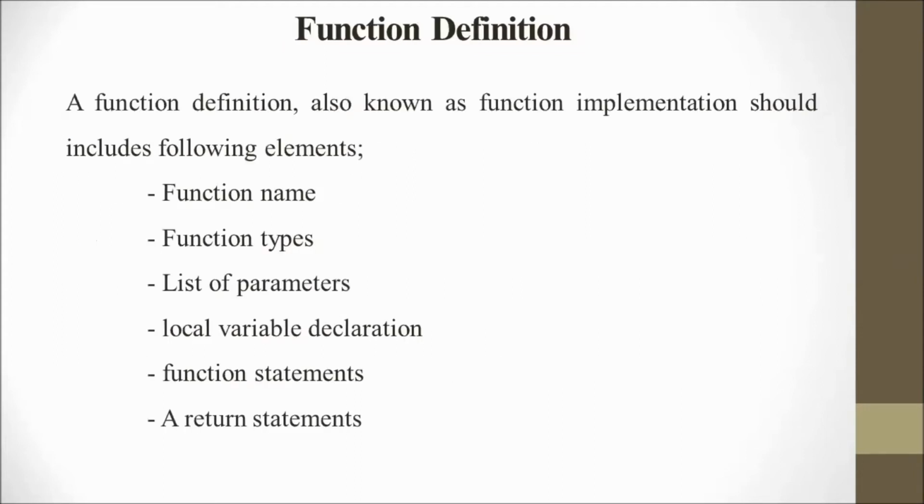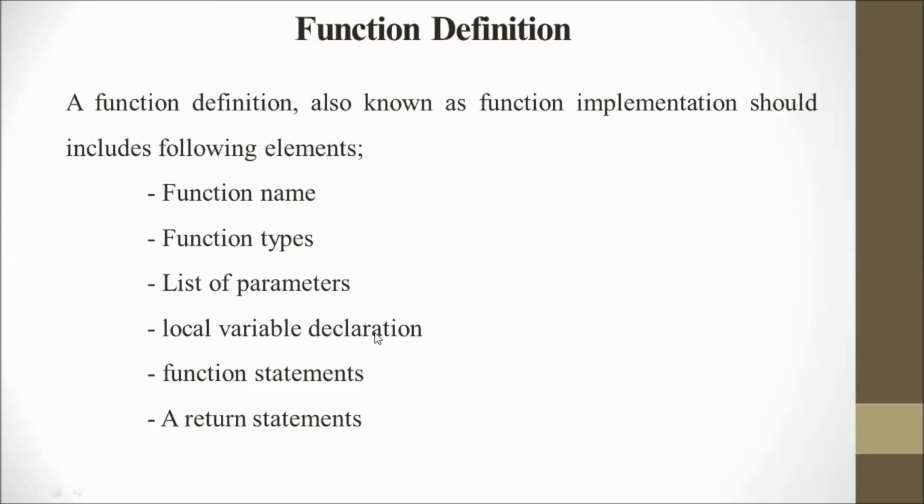Function definition. A function definition, also known as function implementation, should include the following elements. Function name: we define any function, so the name of a function. Function type: function type may be float, integer, character. The function may have a type. List of parameters declared in the function. Any function may be used with parameters or without parameters.